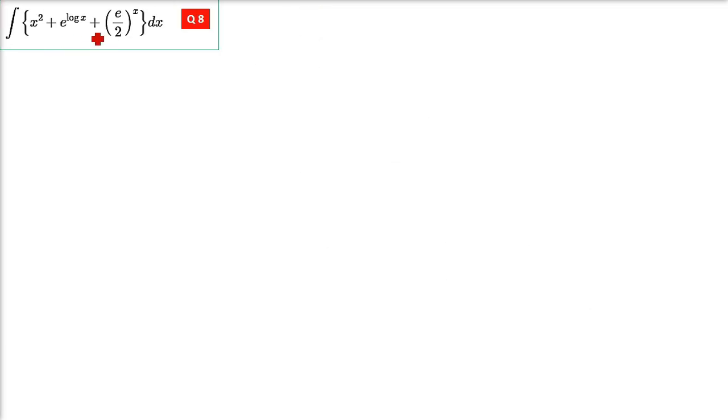Next one is this one. So x square, e raised log x, plus e by 2 raised x. Let us discuss them separately. X square will not be a problem because you know that the integration of x raised n is x raised n plus 1 divided by n plus 1, plus constant of integration.